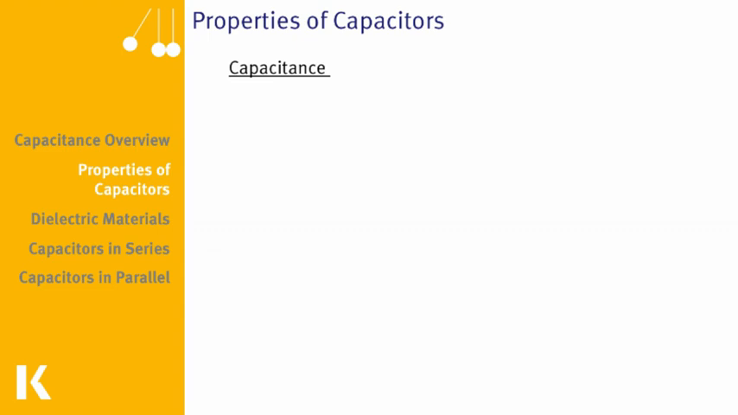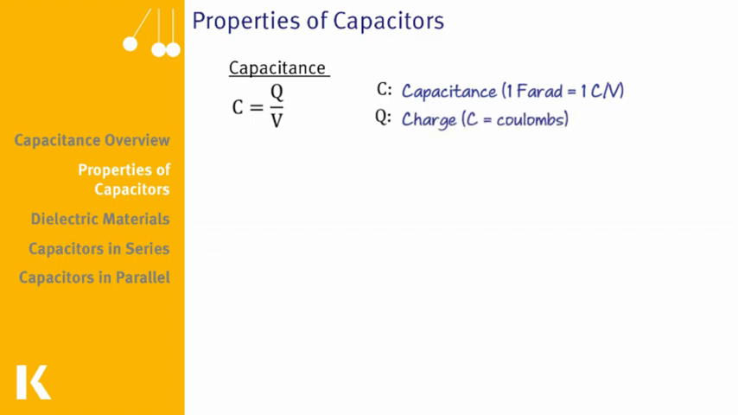Now that we know a little bit about where capacitance comes from, let's quantify it and explore its relationship to other variables. In the capacitance equation, capacitance, given in farads, which are coulombs per volt, is equal to Q, the charge in coulombs, divided by the voltage V in, you guessed it, volts.